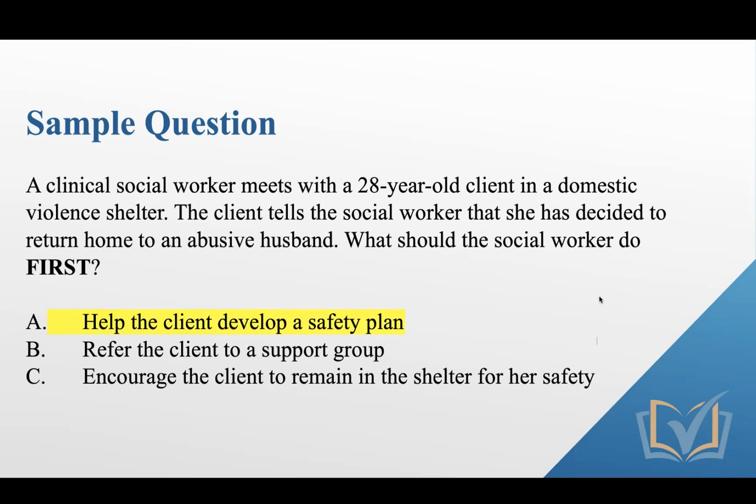The correct answer is A, help the client develop a safety plan. A addresses my immediate problem, and my immediate problem is that my client wants to return home to an abusive husband, which means she's going to be in an unsafe situation. That's a problem I need to solve. If you look at B, refer the client to a support group, that's not going to solve my immediate problem. C, encourage the client to remain in the shelter for her own safety. We don't tell clients what to do, so C would not be my answer. A is the correct answer.